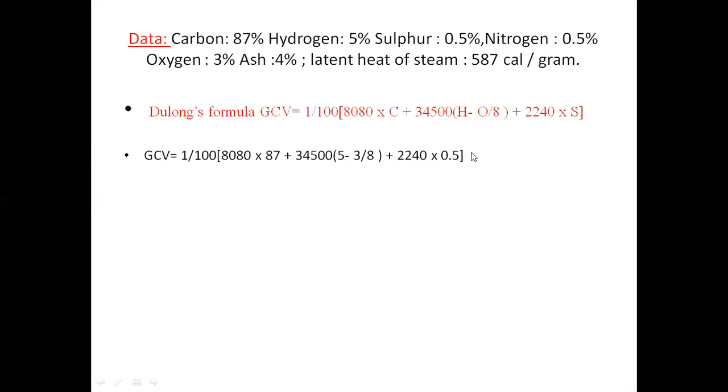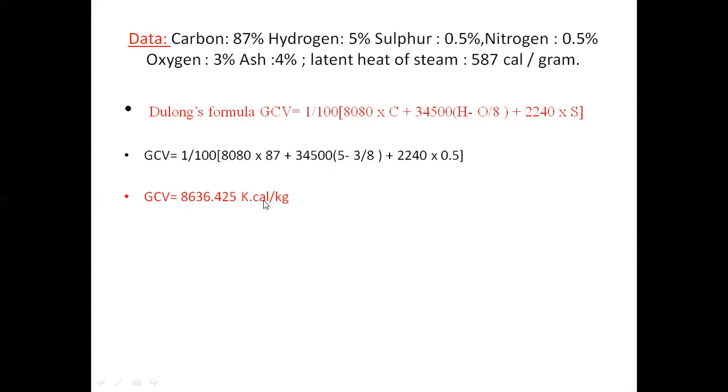So we substitute all the values from the data and simplify it. You just calculate it. The answer is 8636.425 kilocalories per kg, or you can write calories per gram. No problem, you can write kilocalories per kg or calories per gram. You just simplify it and you can easily get this answer.